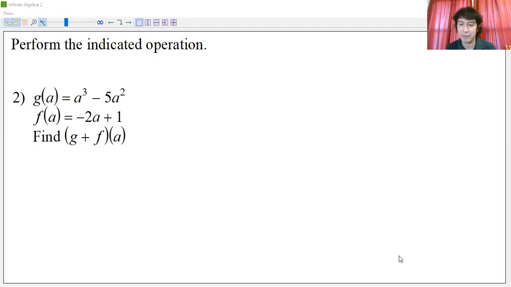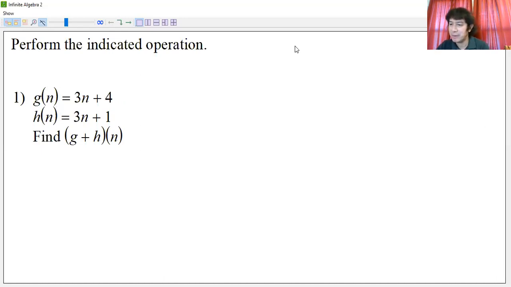All right, so you have the screen. Let's check on the first number. Perform the indicated operation. I'll just put this in the paper so that we can do it on the paper. While I'm rewriting the problem, you can also glance at the given and the required. So you have G plus H of N. Let me show you the paper where we're going to do it.